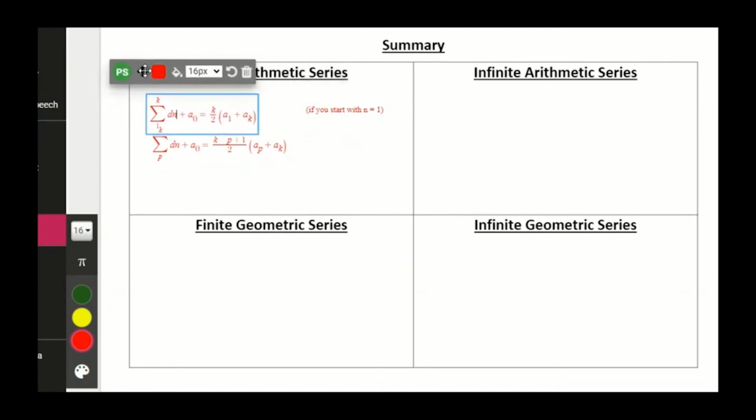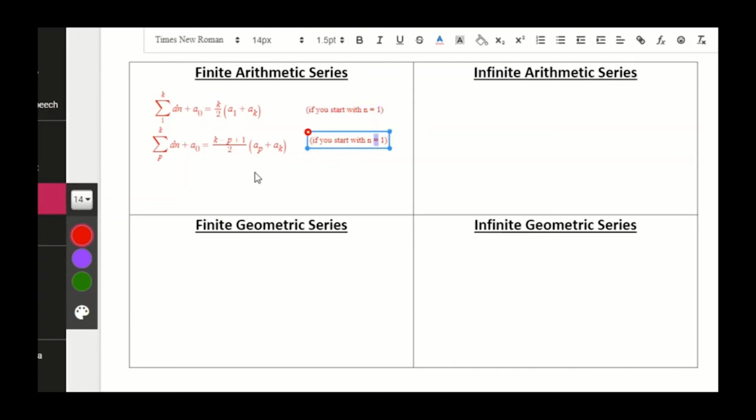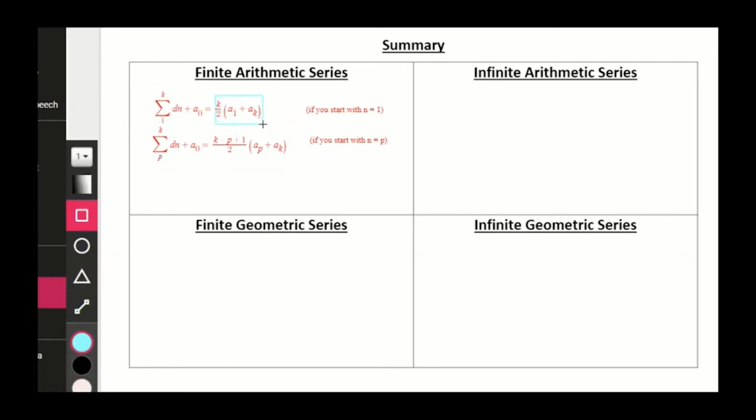So this is if you start with 1. This is if you do not start with 1. You can see the formulas are very similar. So this would be if you did not start with another number. Or, you know what? We'll just say P, if you start with P, because that's what we use down here. Okay, so in other words, here's the formula right here if you start with 1. Here's the formula if you start with something else.